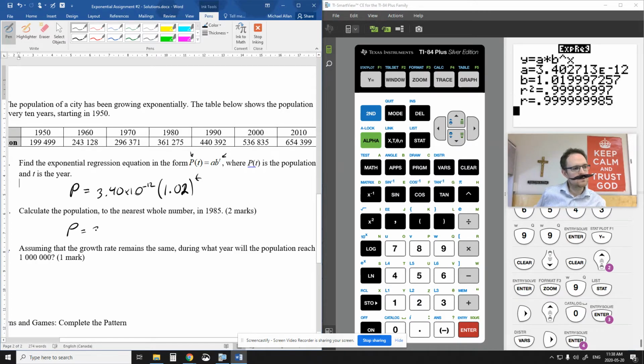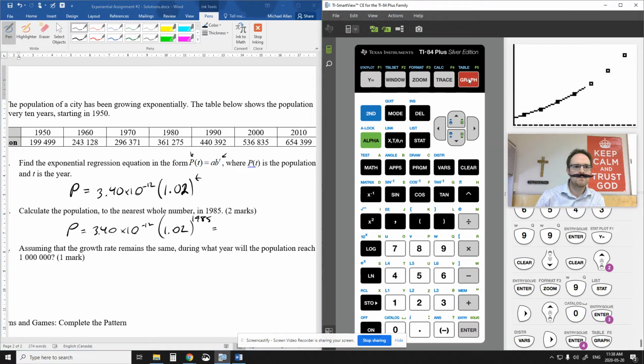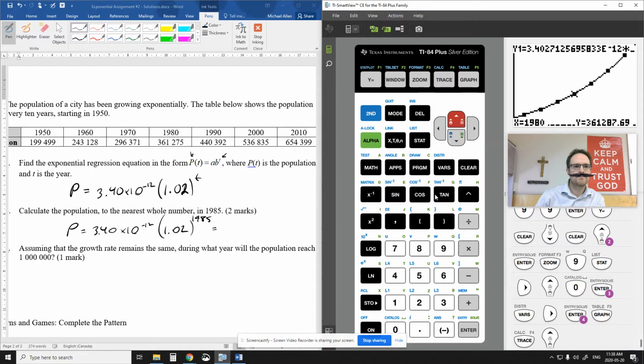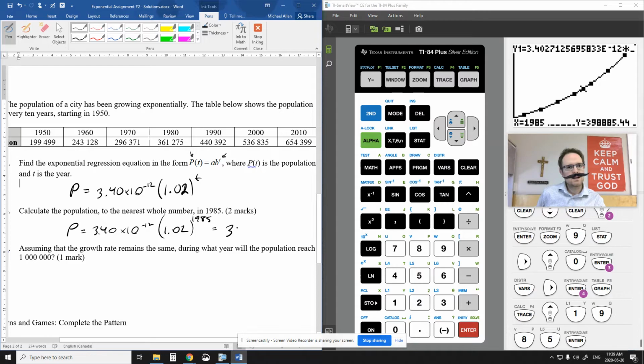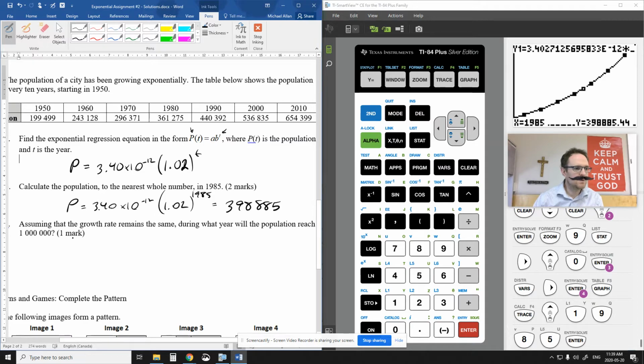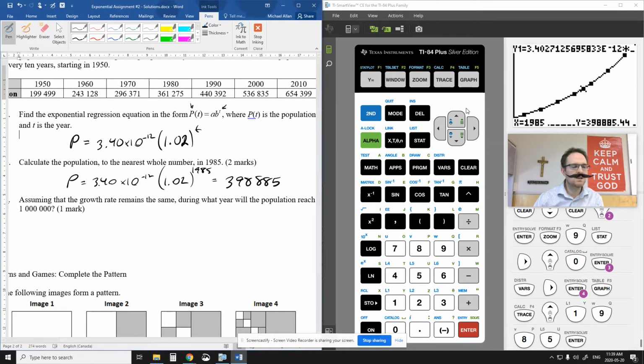So technically what you could do is put in 1985 up here. Punch that in. I'm not going to do that. I'm just going to go right to my graph here. There's my graph. I'm going to go trace and type in 1985. Make sure you're on the right line, so I hit the up and down arrow to make sure this is Y1 here. Otherwise when you hit trace, it's just going to bump you out a little bit. But here it says 398,885 people. Nice.